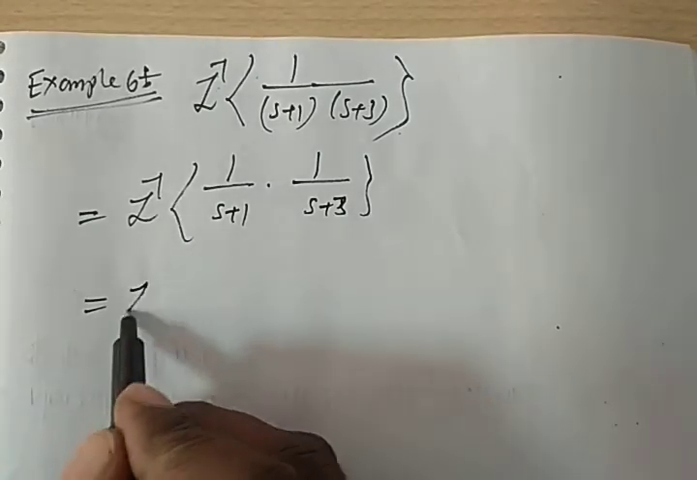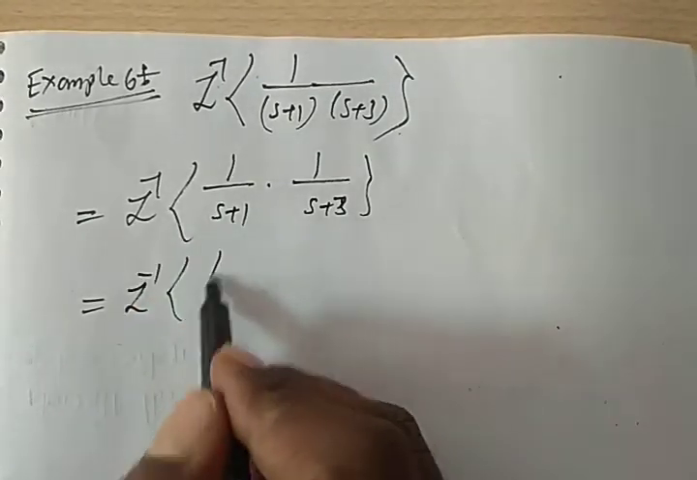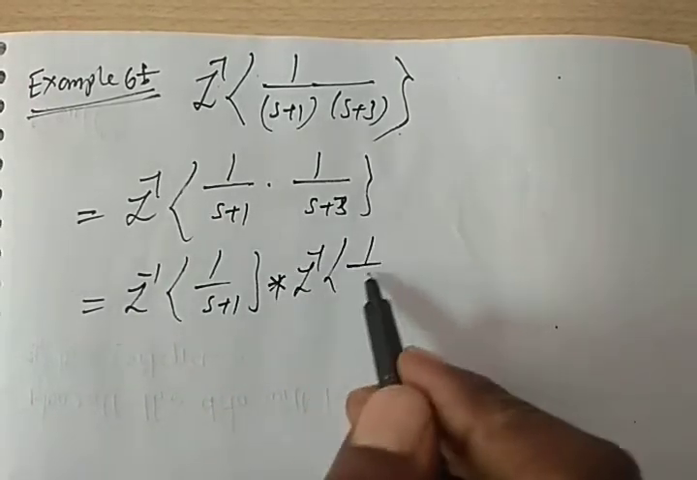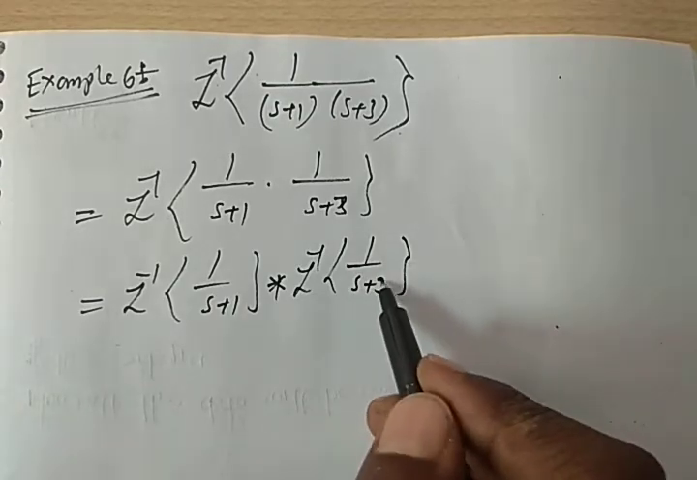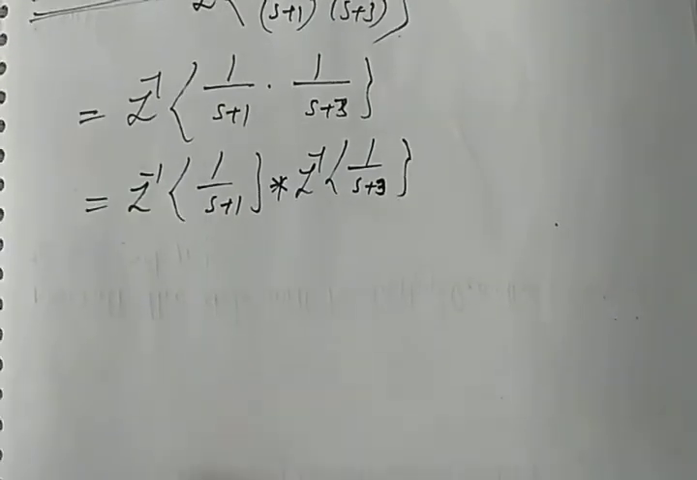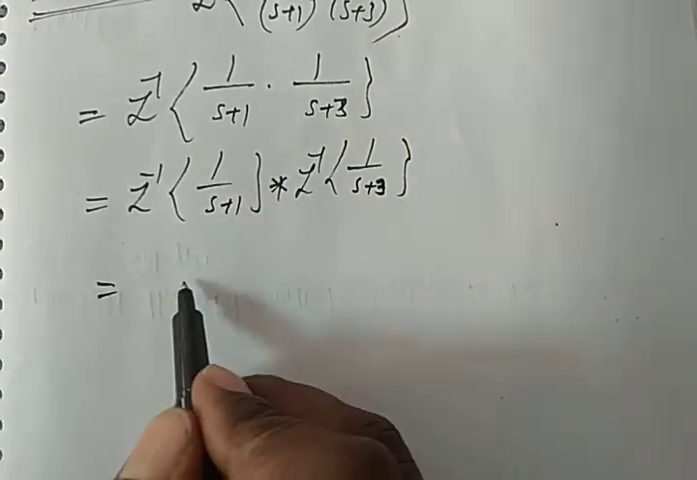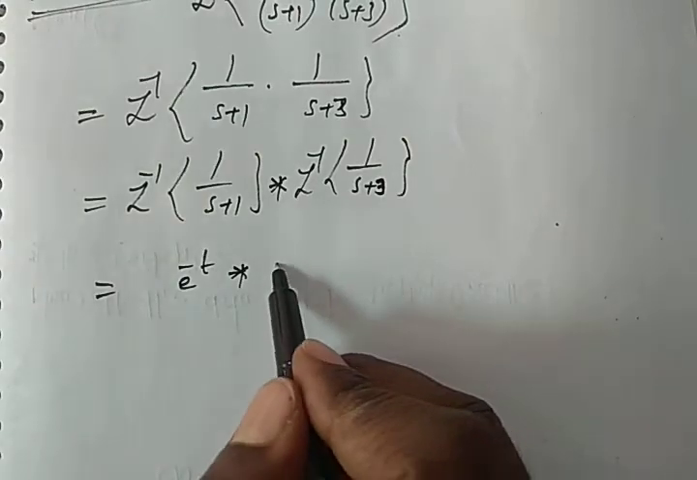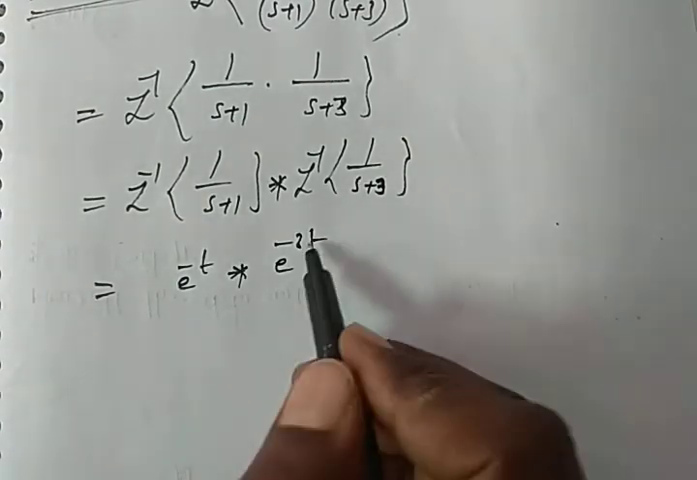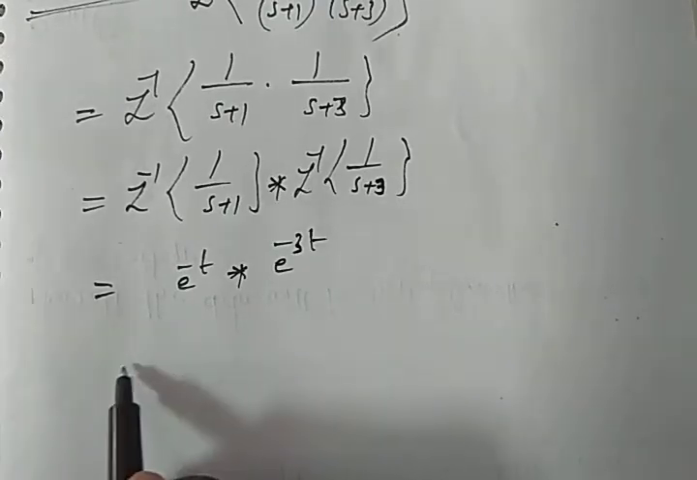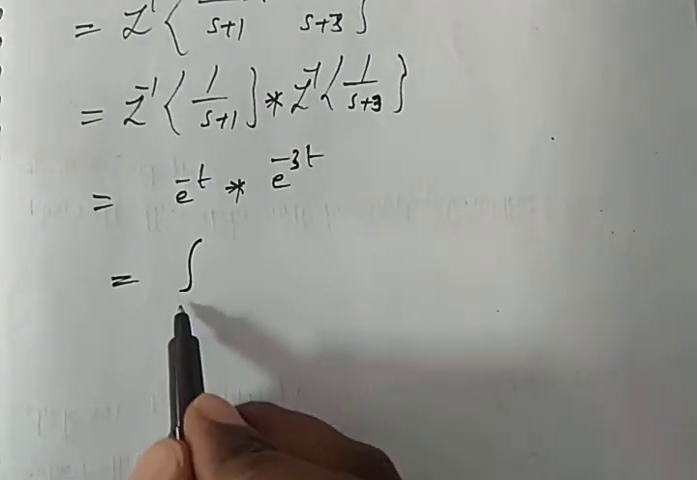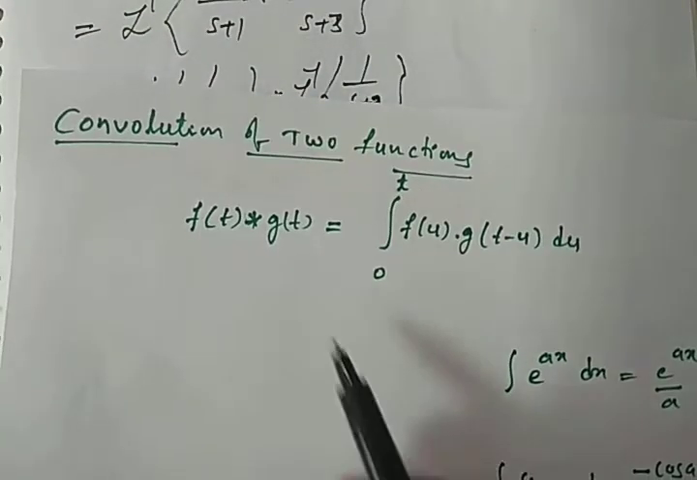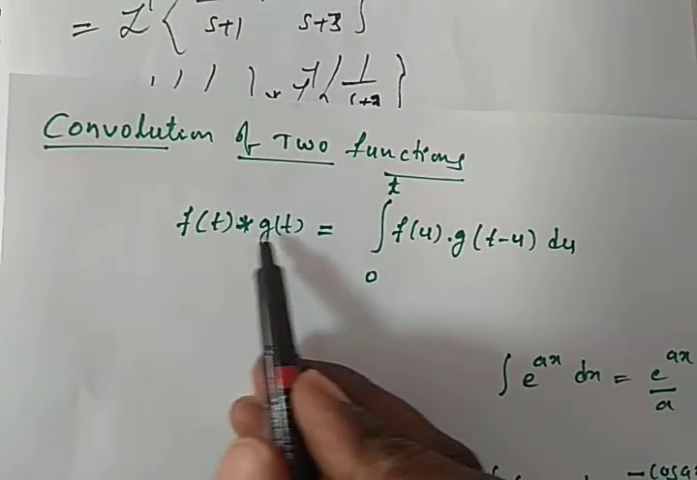So by using the convolution theorem, inverse Laplace of the first function, star, inverse Laplace of the second function, right? Okay, inverse Laplace of 1 by (s plus 1), e power minus t, star, inverse Laplace of 1 by (s plus 3), e power minus 3t. Now use the convolution definition of two functions, which is equal to integration 0 to t.